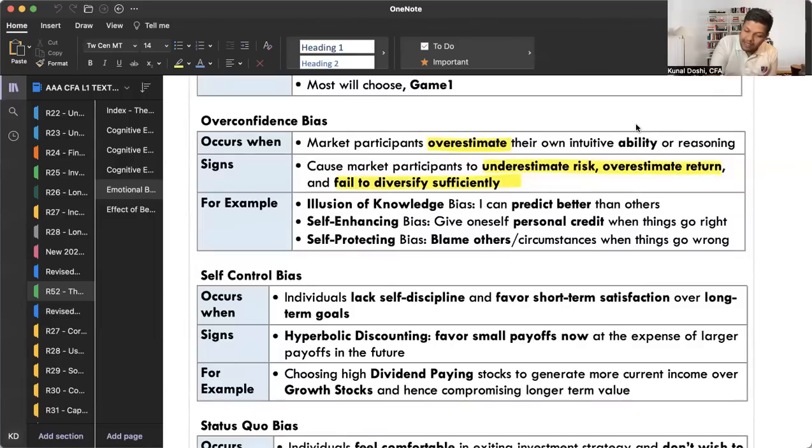Illusion of knowledge bias. The statement can be, I predict better than others, I have more knowledge than others. Right? Self-enhancing means you give yourself more credit and blame others. That is self-protecting. So giving credit for all good things to yourself and blaming others for anything that goes wrong. These are all signs of overconfidence bias.